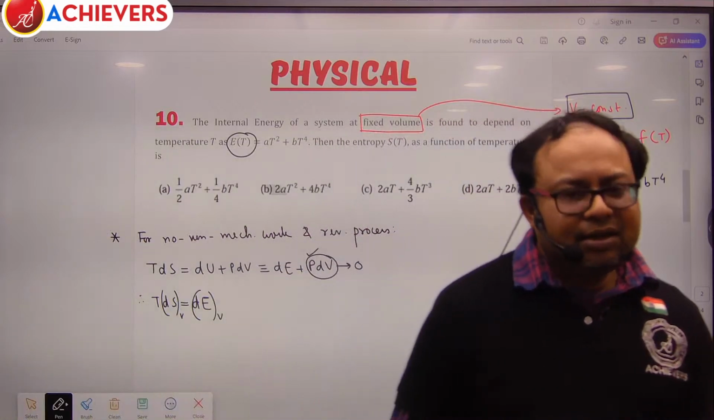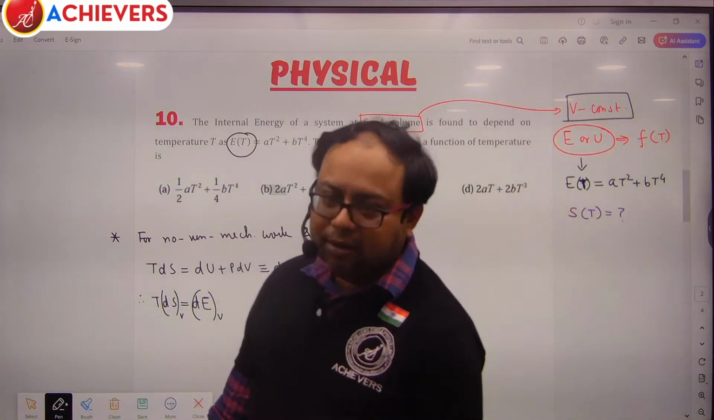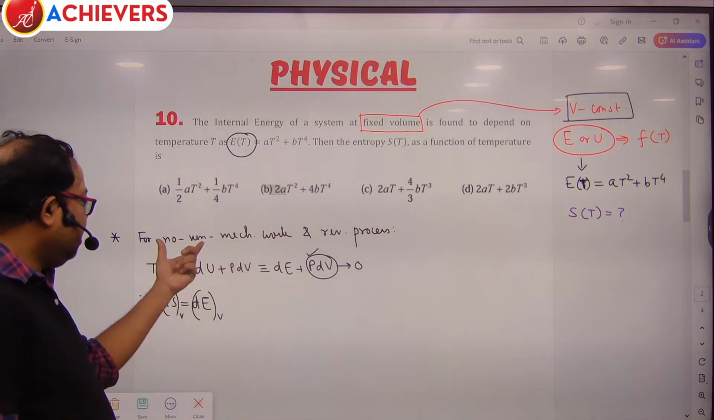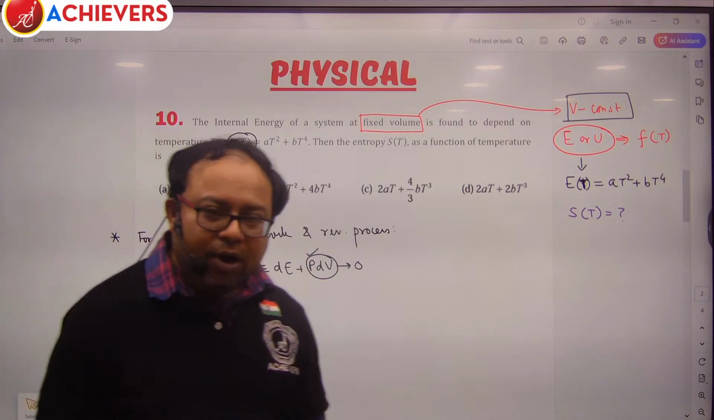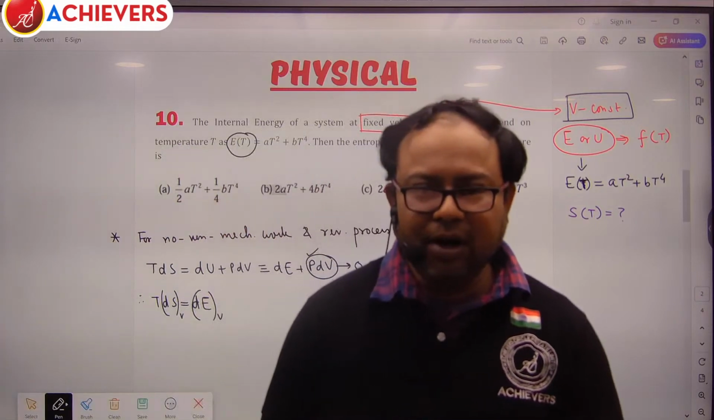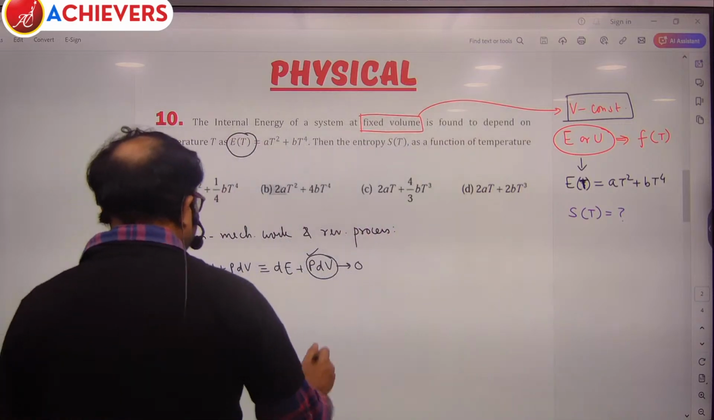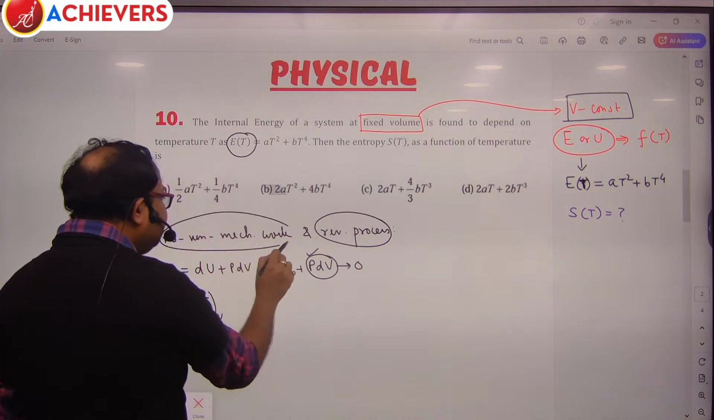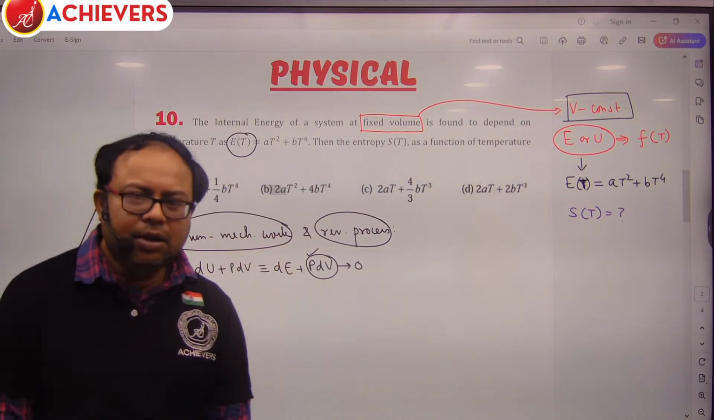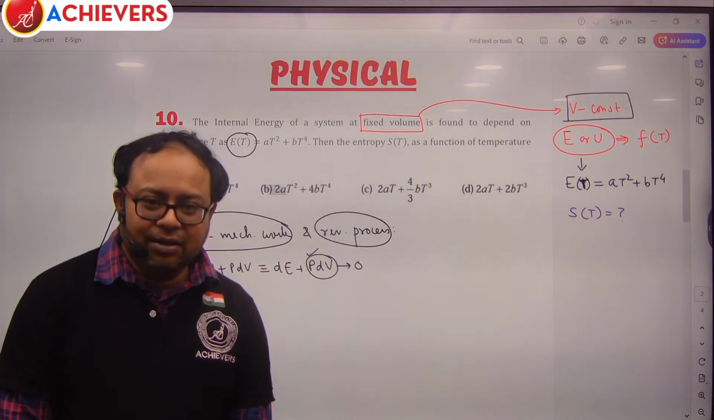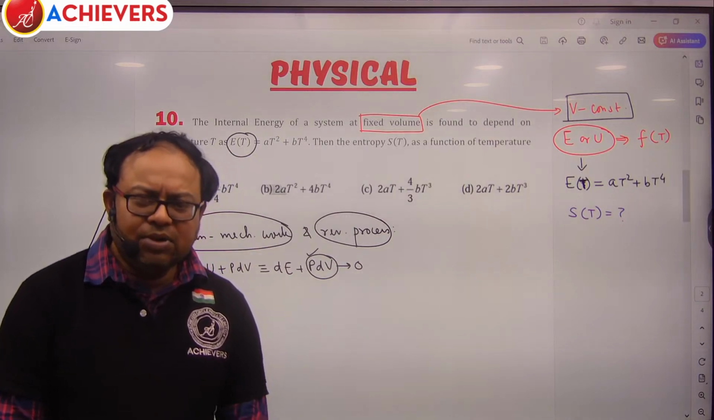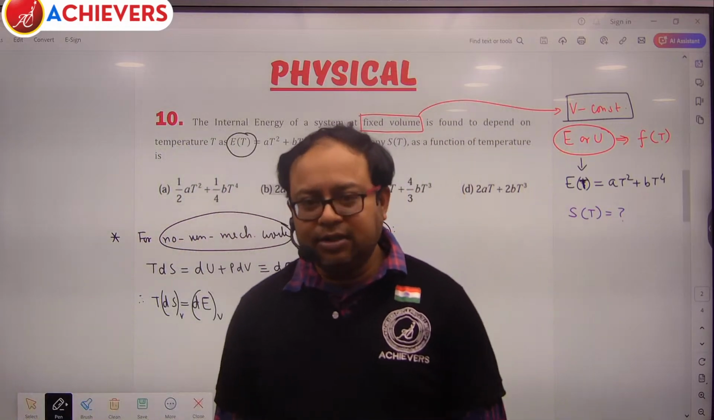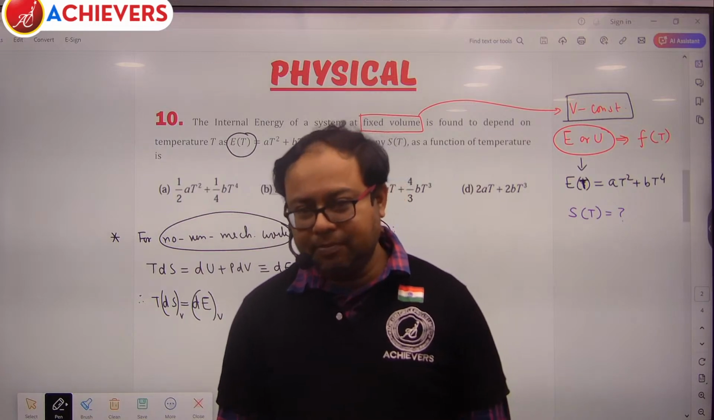Now one may ask a question: why we keep the non-mechanical work equal to 0, that means there is no non-mechanical work, and also why do we consider the process to be reversible. I mean to say, why these two conditions are valid. One may ask this question. Because it is not given in the paper, still we are considering that these two conditions are valid. Why?